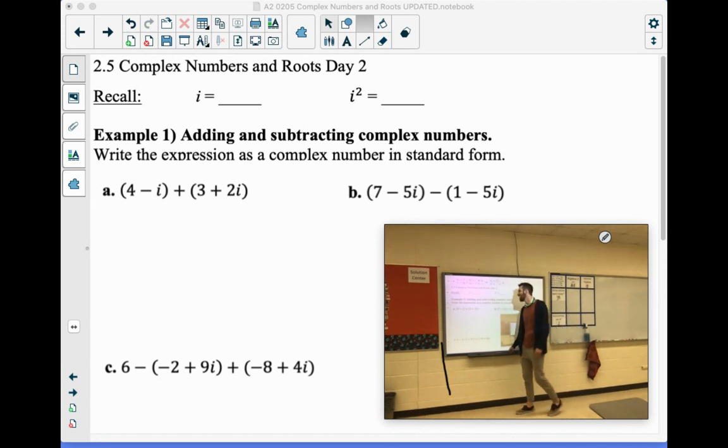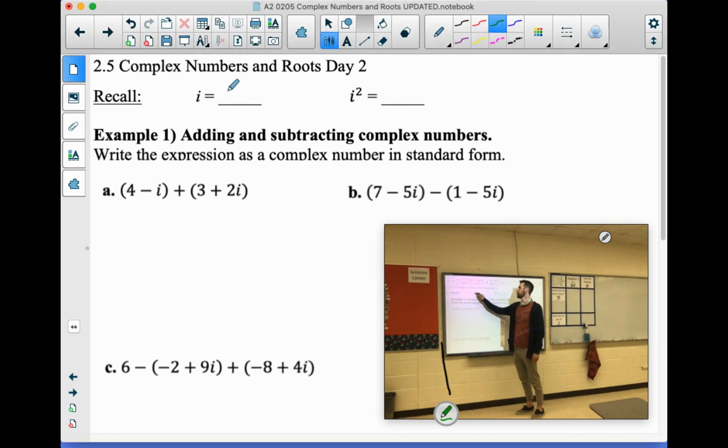Recall that i is the square root of -1. And i squared would be the square root of -1 times the square root of -1. i squared comes out to -1. We're going to need to remember that today.